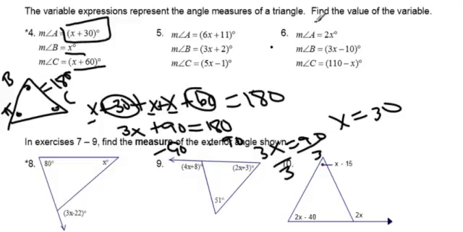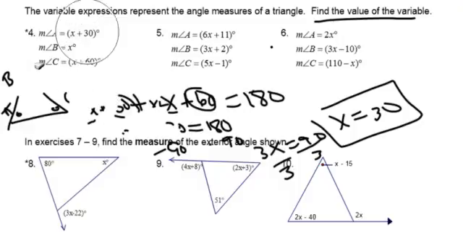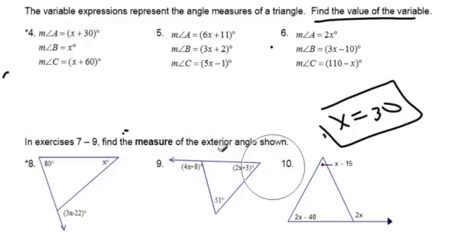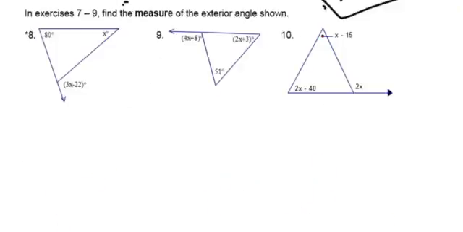I know it didn't ask us to plug the x back in, but that's the only way that I'm going to know if I did this problem right. So I'm going to take my variable that I found, 30. I'm going to plug it into each of these and make sure that they all come together and add up to 180. So 30 plus 30 is 60. 30 for this x. And 30 plus 60 is 90. So does 60 plus 30 plus 90 equal 180? Yes, it does.